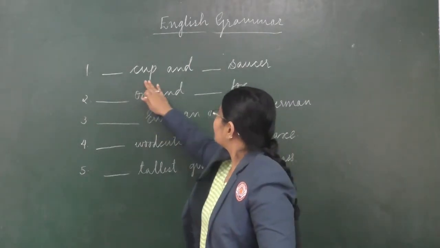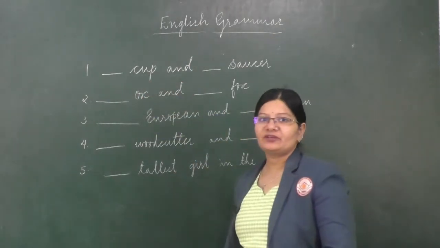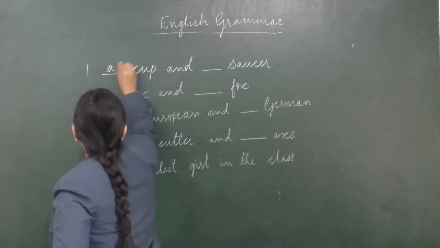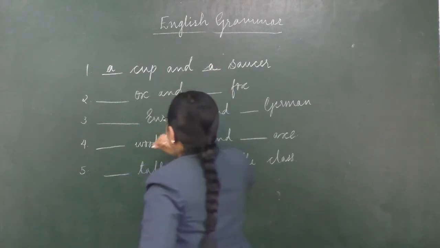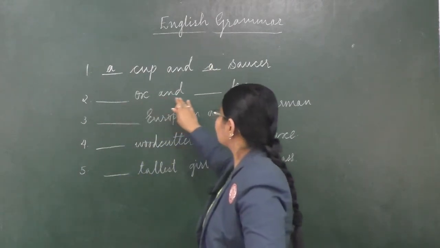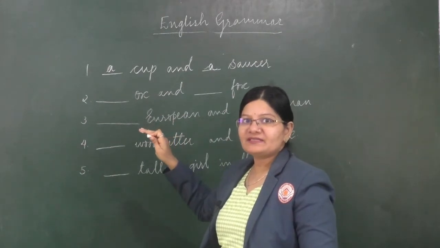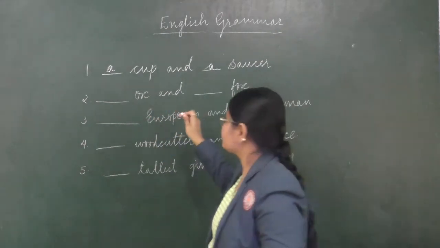So dash, cup and dash saucer. What can you fill here? Yes, you're right. It's a cup and a saucer. What about this? Dash ox and dash fox. Yes, you're absolutely right. An ox and a fox.